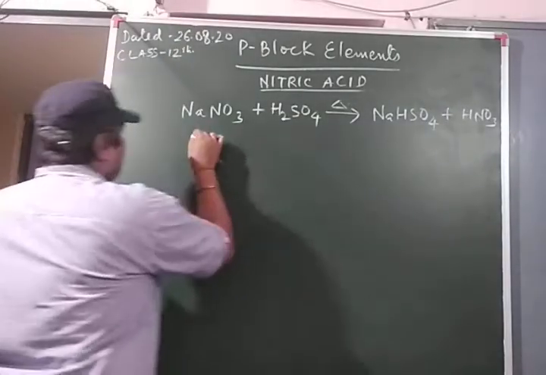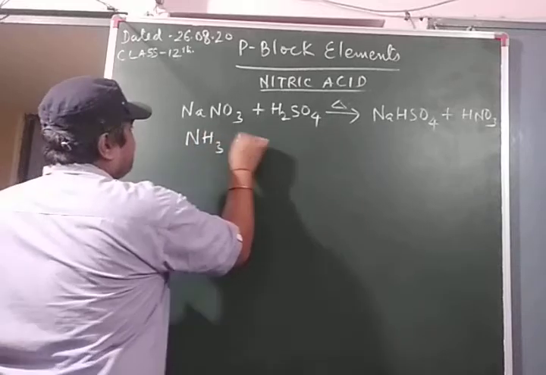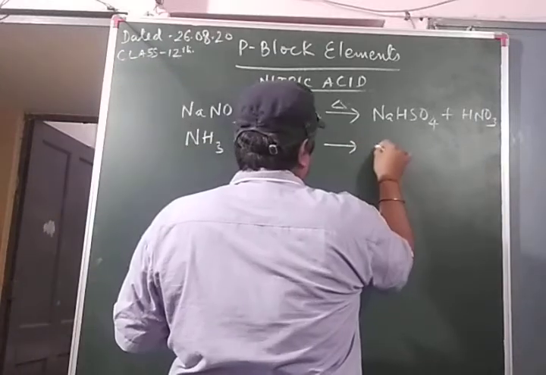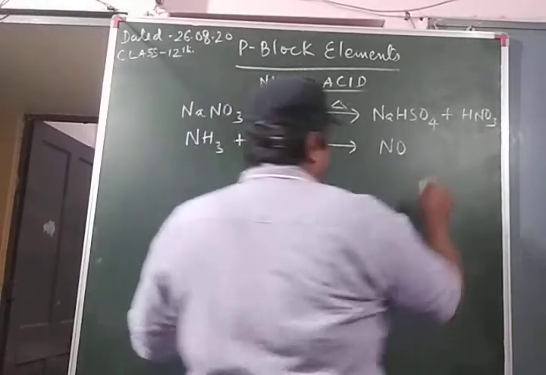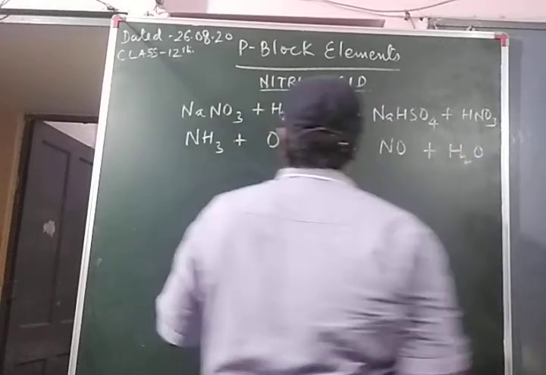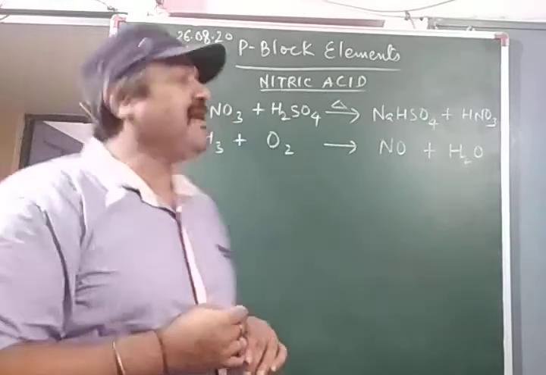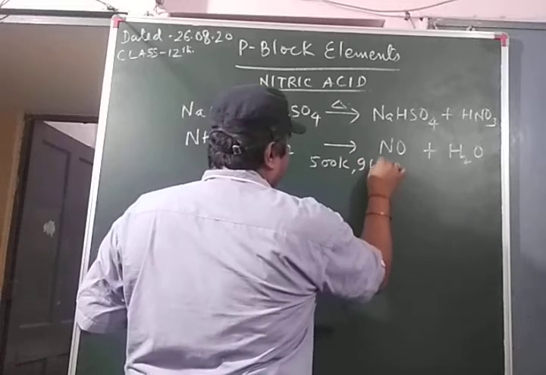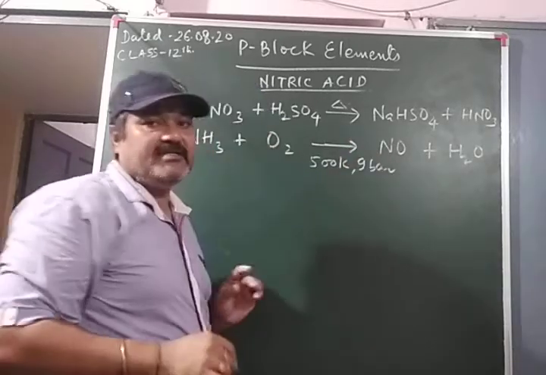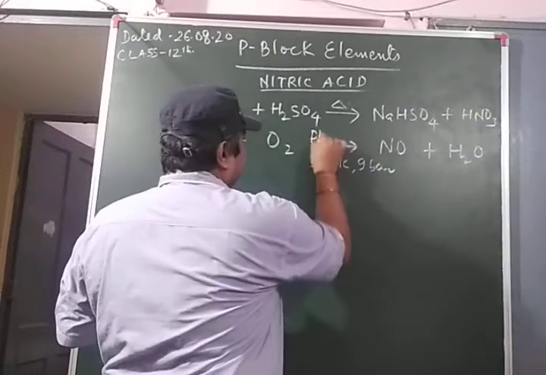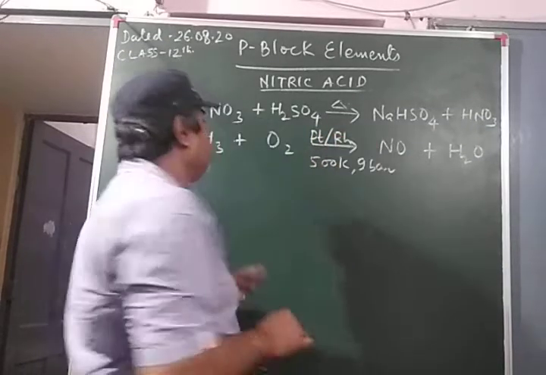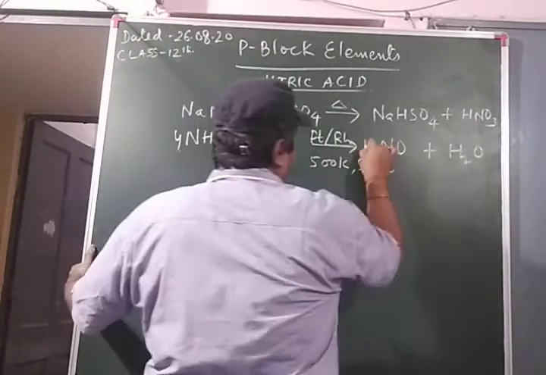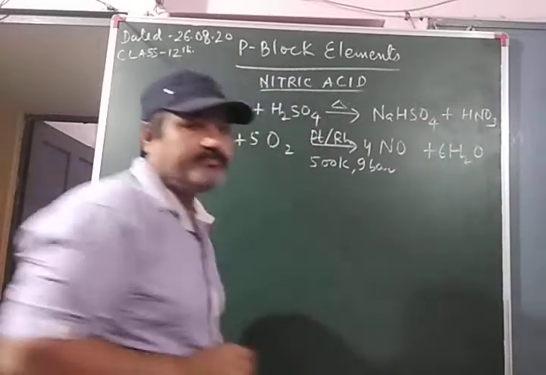First, the preparation of nitric oxide takes place. In this, ammonia is reacted with oxygen from the air. This gives us nitric oxide and water. The reaction takes place at a very high temperature, about 500 K, and a pressure of about 9 bar. Some catalyst is used, like platinum or rhodium. On balancing it, 4NH3 plus 5O2 gives 4NO plus 6H2O.